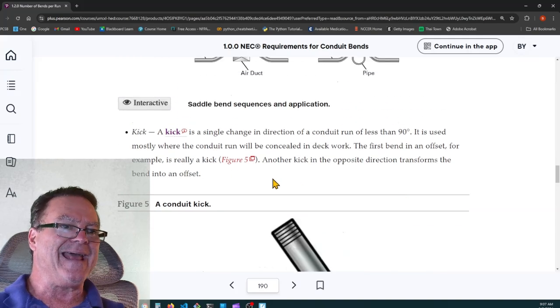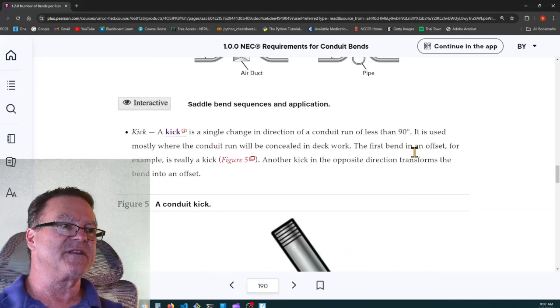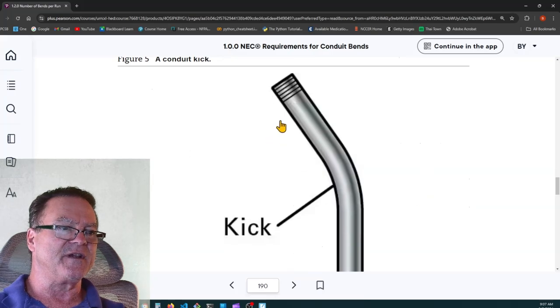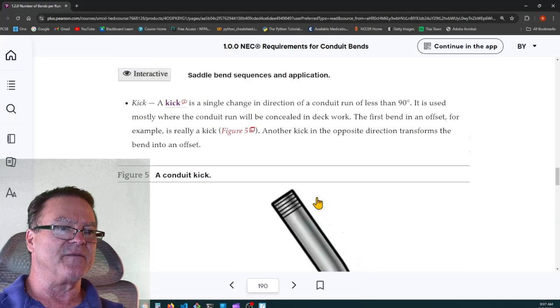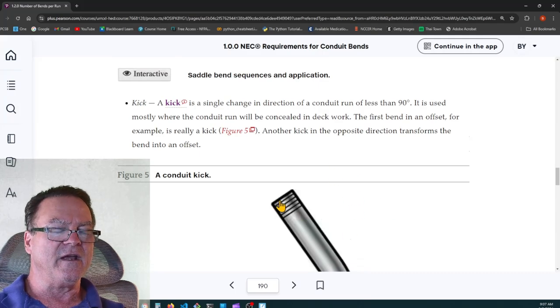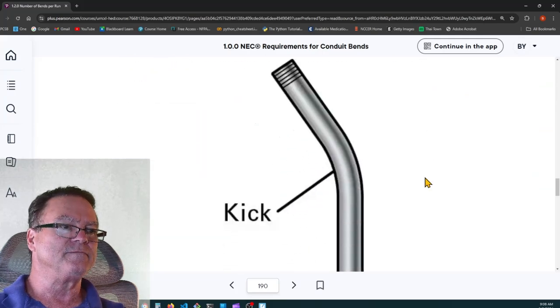A kick is any single change in direction less than 90 degrees. So here's a kick. Sometimes you need to do that just to get the pipe going away from an obstruction, or if you need a 90 to go into a box and the box is off the wall, you might kick and then put the 90, and then it'll be elevated off that wall.